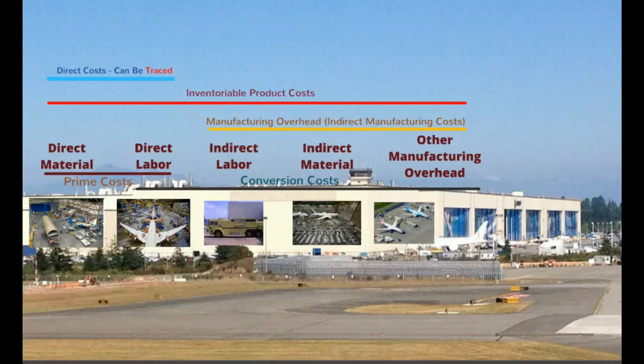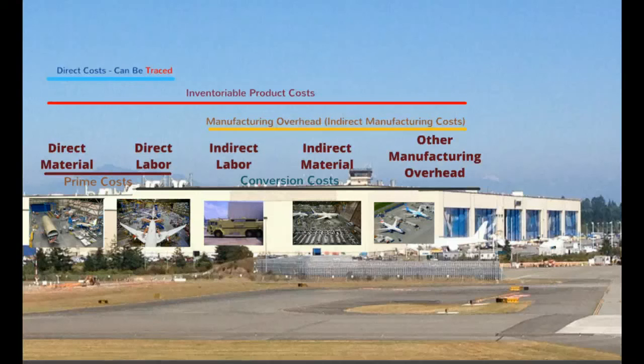So, there we have it. Here's the whole picture, and just a quick recap. We have direct costs, direct material, and direct labor costs. These are known as prime costs, and they can be traced to individual products, to individual aircraft. We have indirect costs, indirect labor, indirect material, other manufacturing overhead. This is manufacturing overhead. They are indirect costs. They cannot be traced to individual aircraft. We cannot take these costs and say these costs directly went into an individual plane.